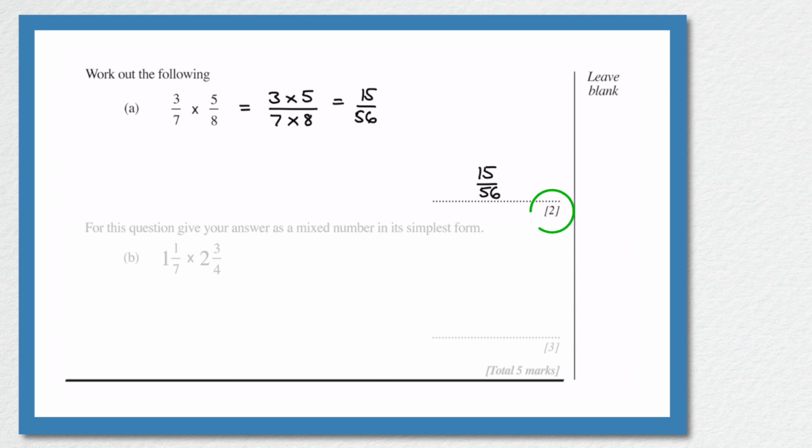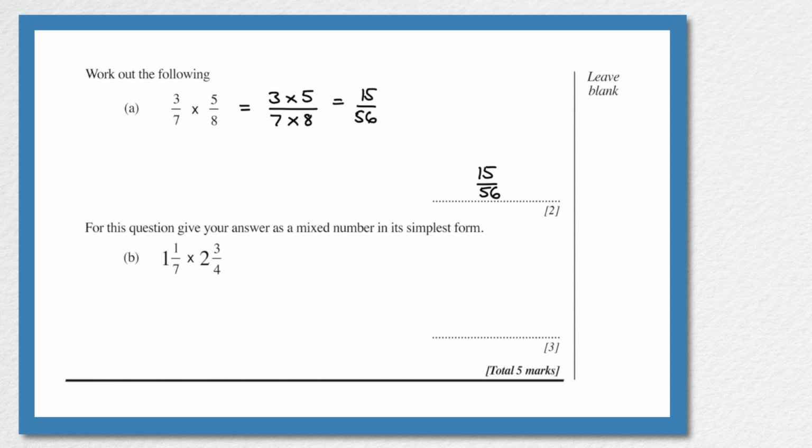Notice that there are 2 marks for this question. You will be expected to show your working out for 1 mark and show the correct answer for the other mark. Now for part B. Here we are dealing with multiplying 2 mixed numbers. Essentially, before we multiply, we need to write these mixed numbers as improper fractions. This is where the numerator is larger than the denominator.